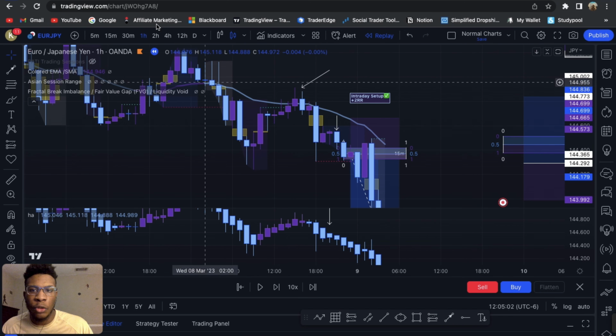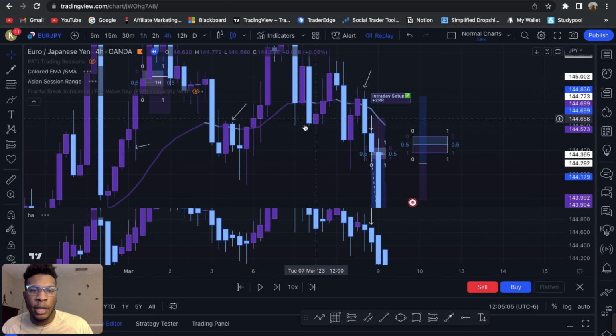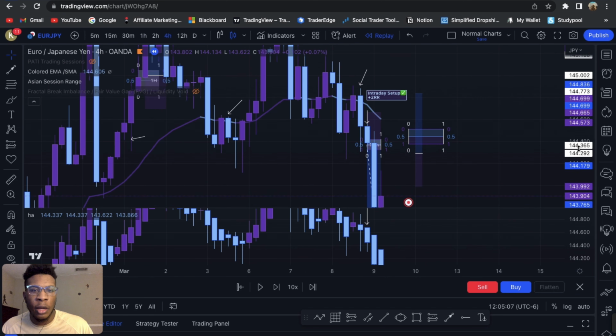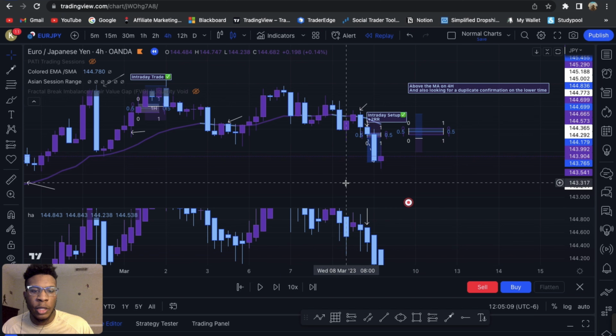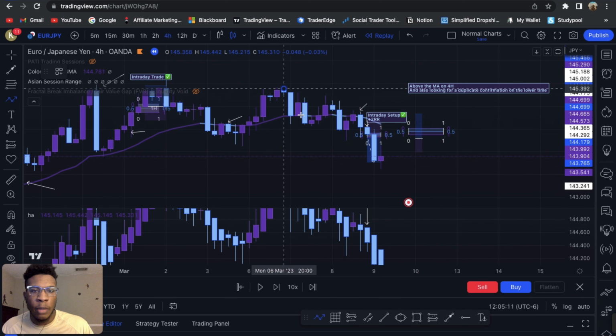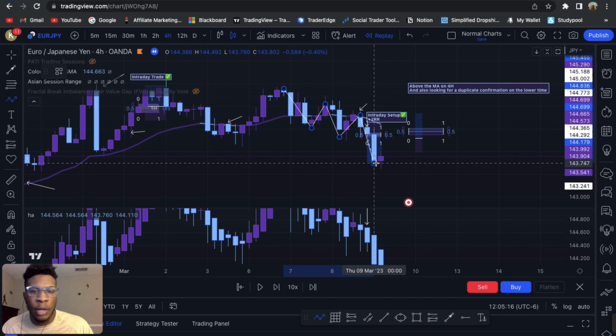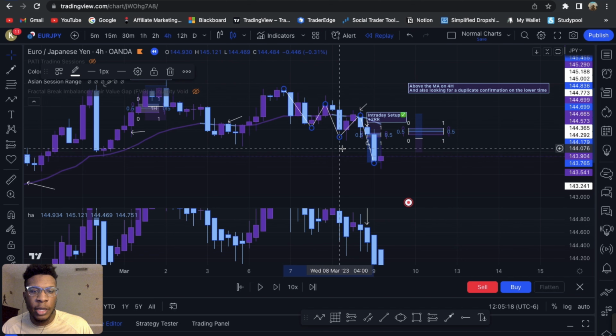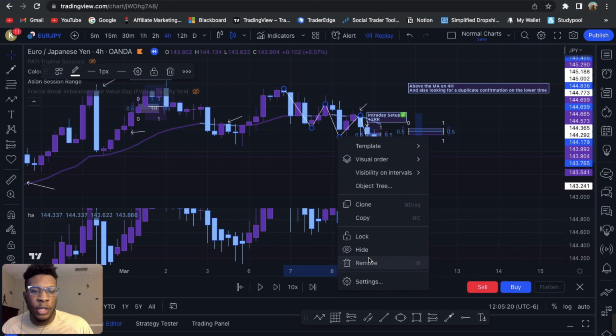You see we follow structure as well. You can see that the market was making lower lows right here. We can see that the market was making some lower lows. Boom, boom, boom, boom, boom. A beautiful trade, A+ setup, bro. And like, I waited for this setup all week.